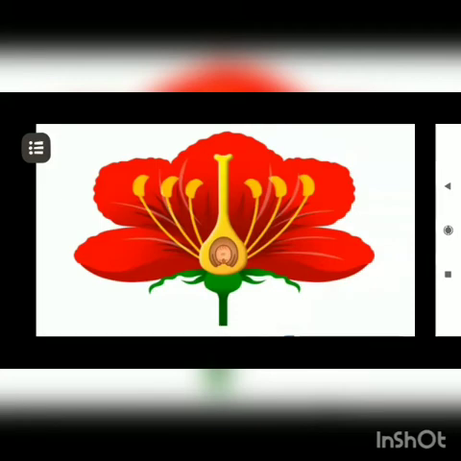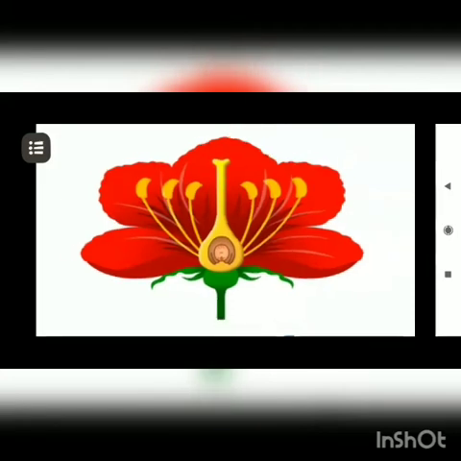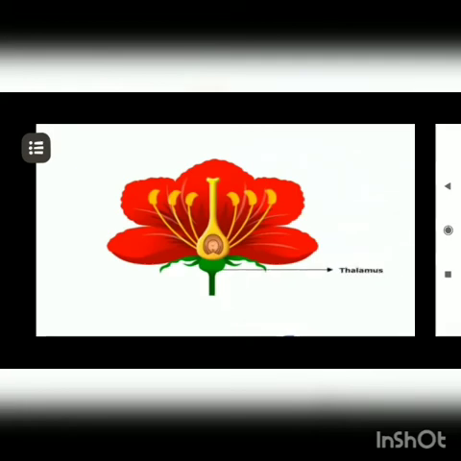To understand the process of fertilization in flowering plants, let us first see all the floral parts. The thalamus or receptacle provides the attachment place for the different floral whorls. Sepals make the outermost whorl. They protect the flower during the bud stage. Petals are generally brightly colored to attract insects for pollination.